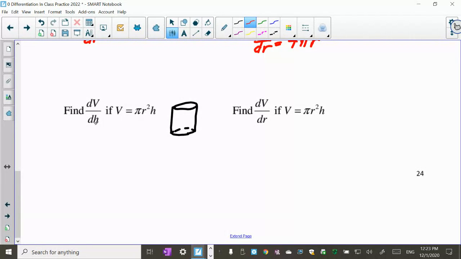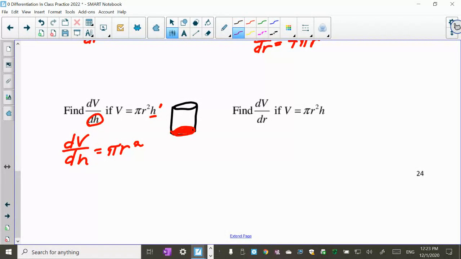So if I do that, I look at it, I'm doing dh, and the h is the last thing, so this is set up good to do the derivative. So this is to the first power, so I'm going to come out and do that. That's pi r squared, which is the area of the circle here at the base of your cylinder.